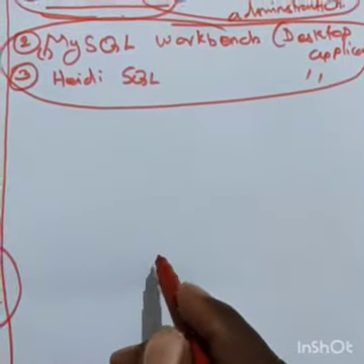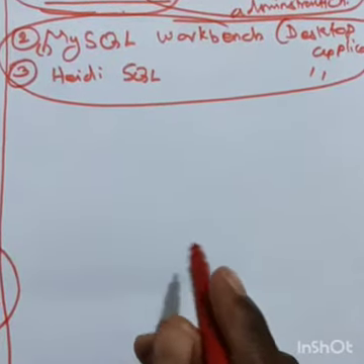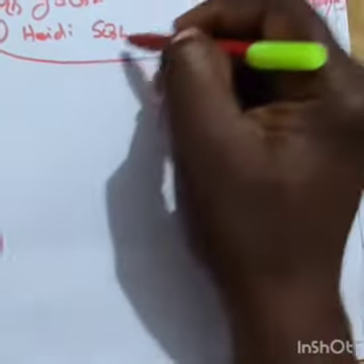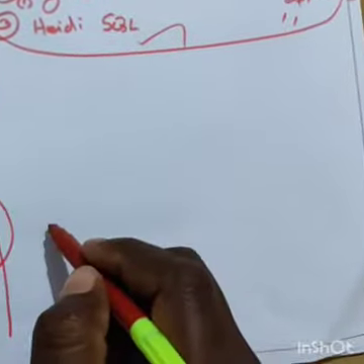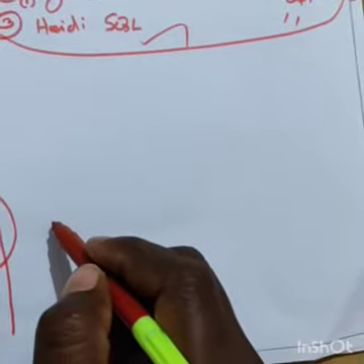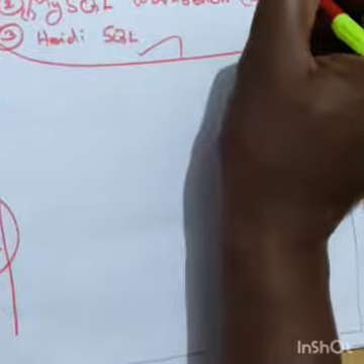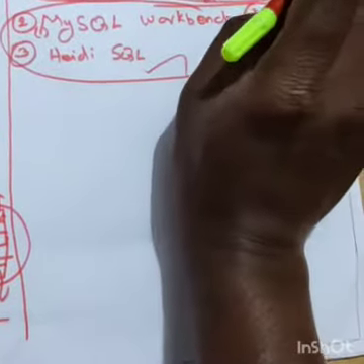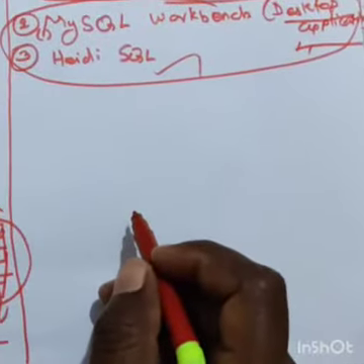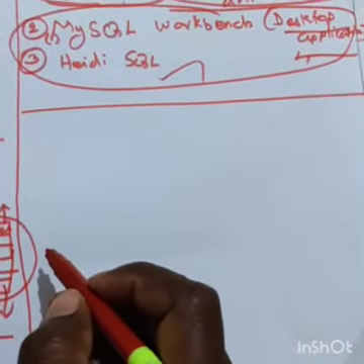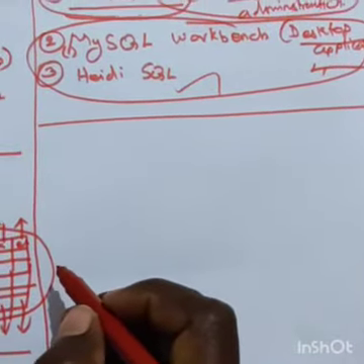These are open source databases. This is a popular one, this is also a popular one. Workbench is a very popular desktop application. This is a popular web application. So these are the database types.